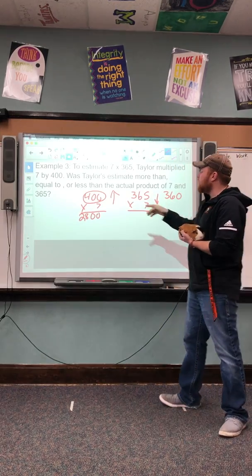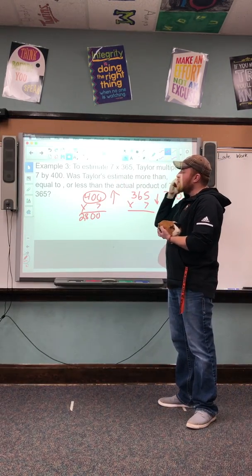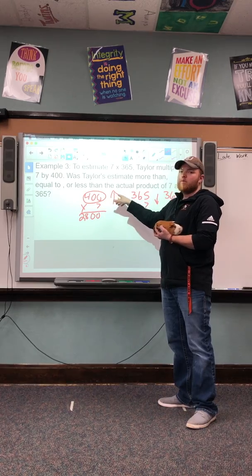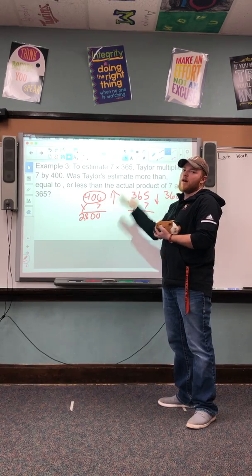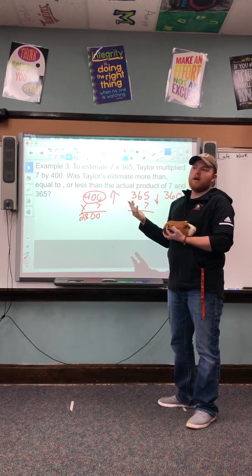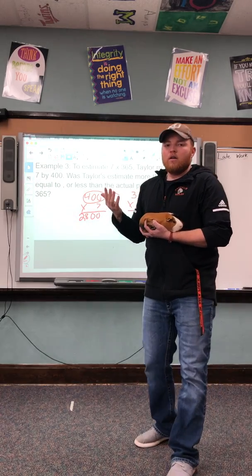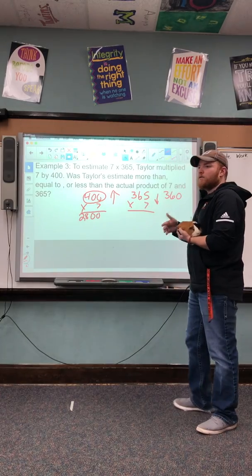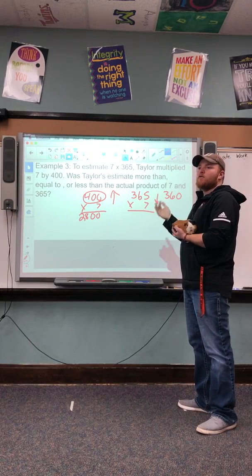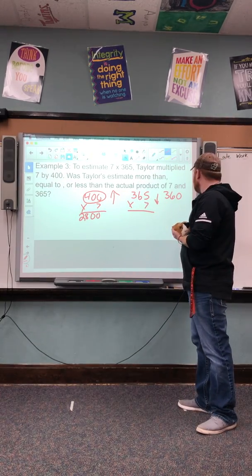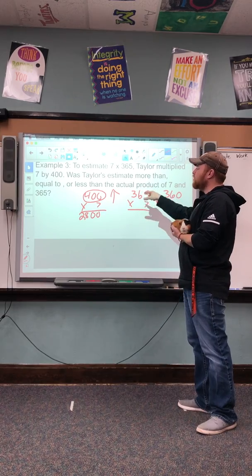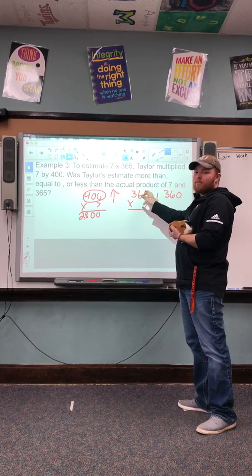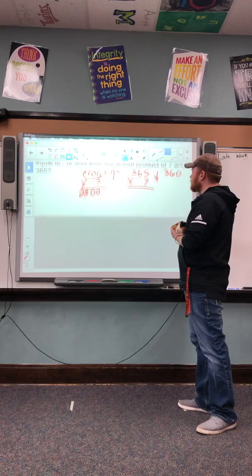Okay, so there's our difference. But in the problem, Taylor rounded to 400. Since we rounded up to 400, our estimated product would be greater than the actual product. So if you round up, it would be greater than. If you round down, it's less than. And equal to would be if you just stayed the same. That's the only way it could be equal to.